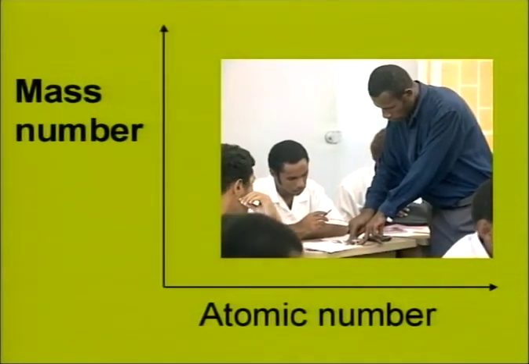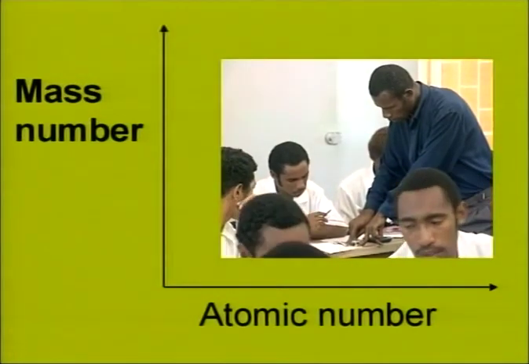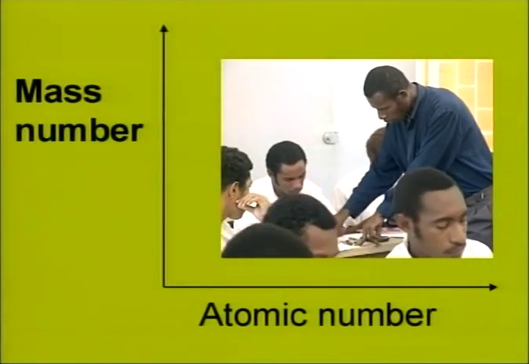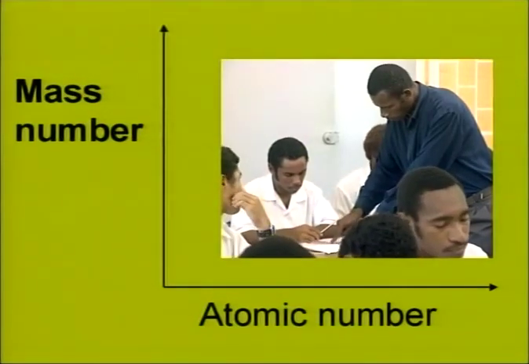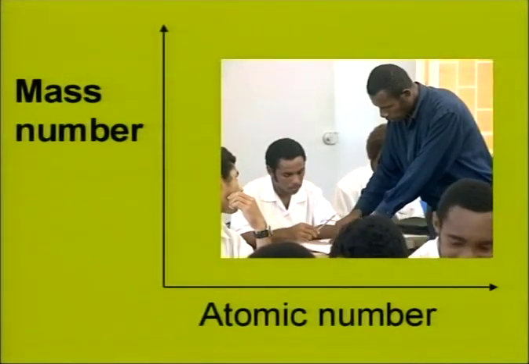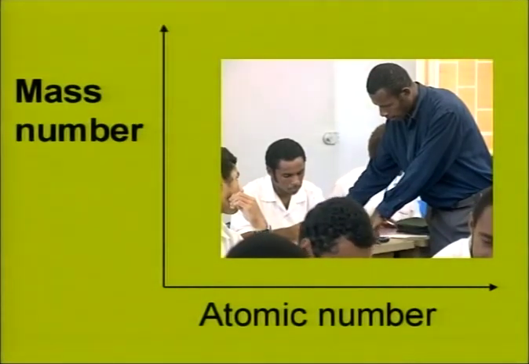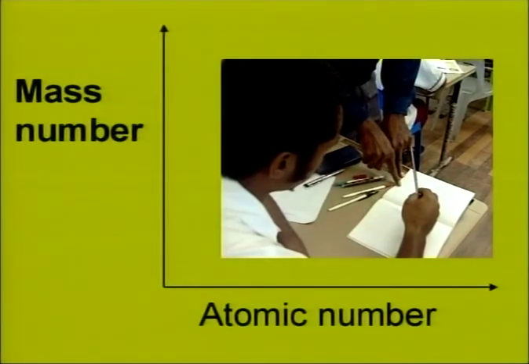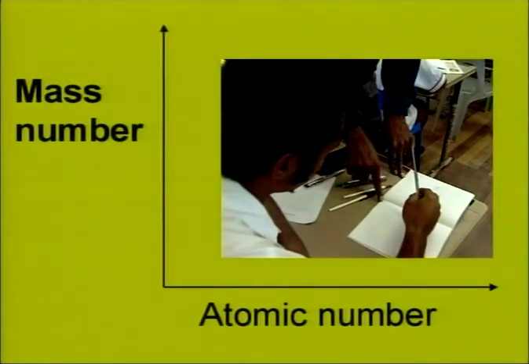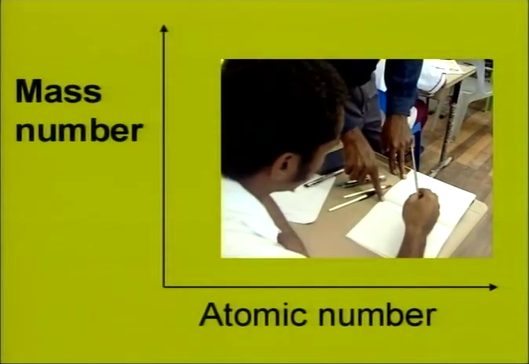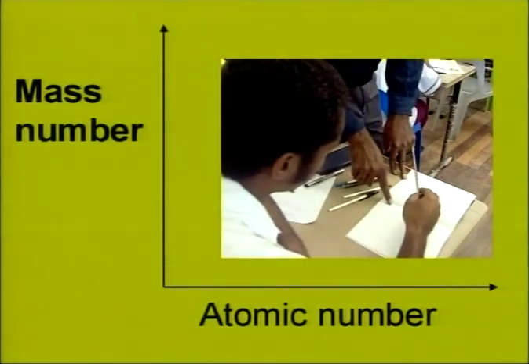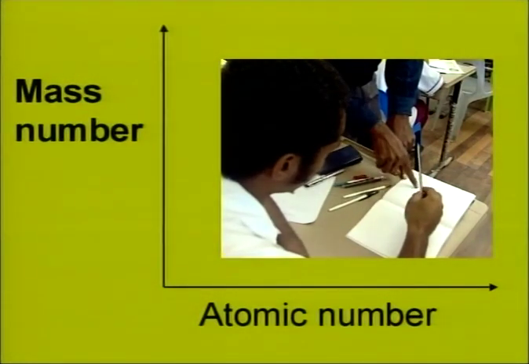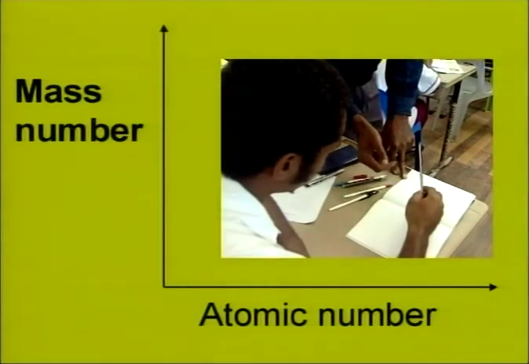Okay, when you plot this graph, the lowest atomic number is thallium, which is 81. So the atomic number on the horizontal axis starts from 80, 81, 82, right up to 90, 91 or 92. And then the mass number, you start from here, 207, 208, and so on, 209, 210, right up to 234, which is for thorium.